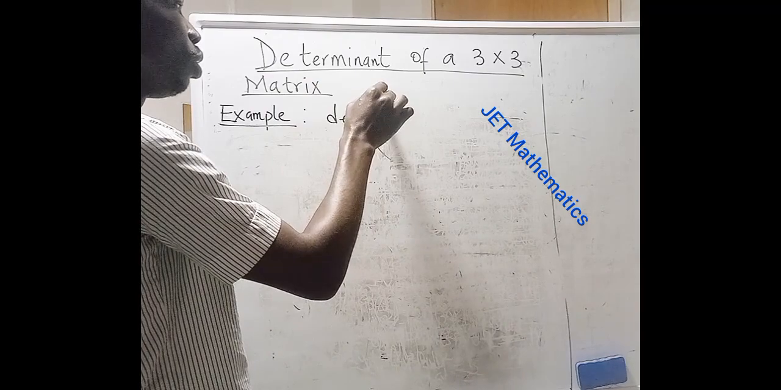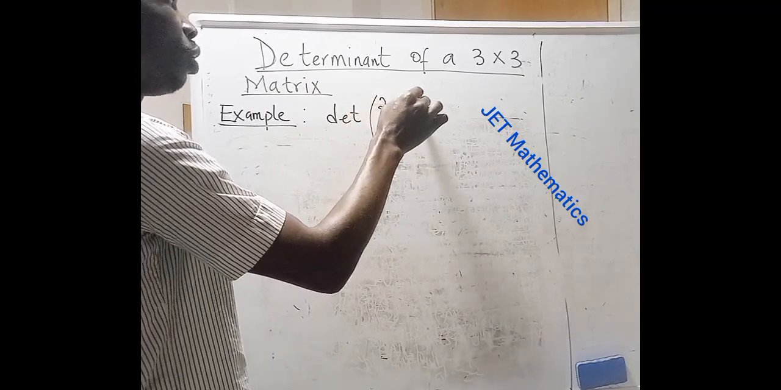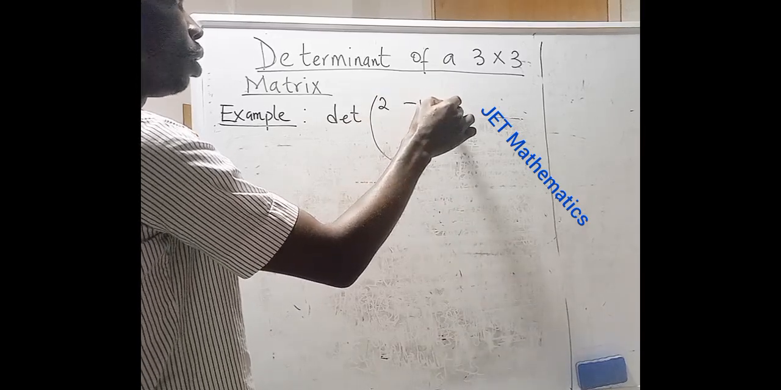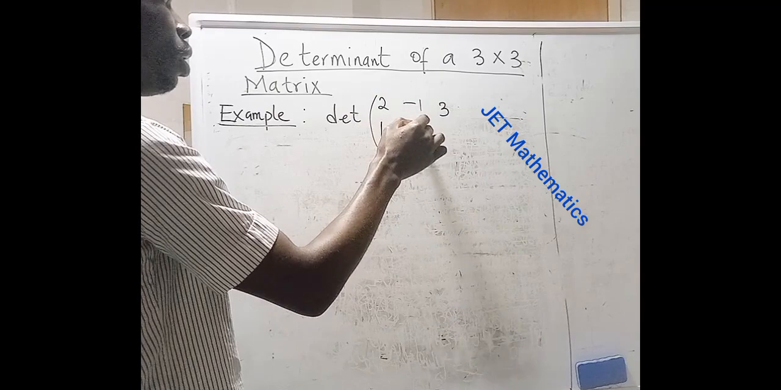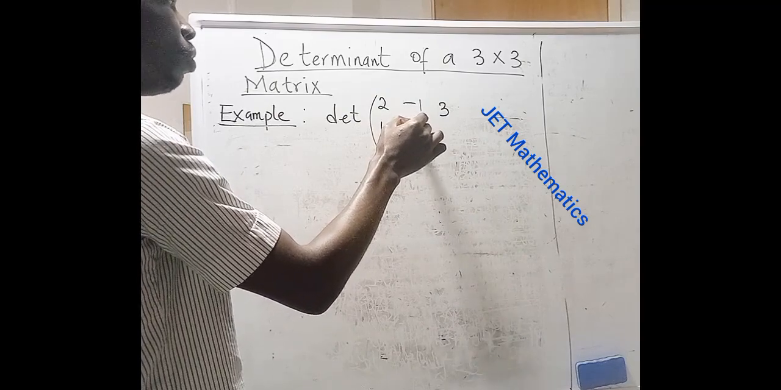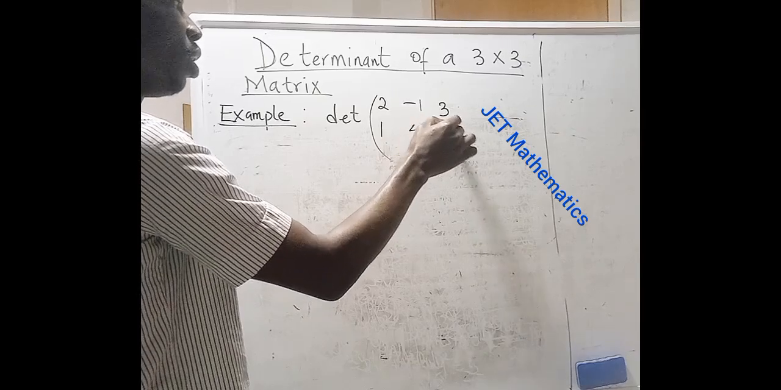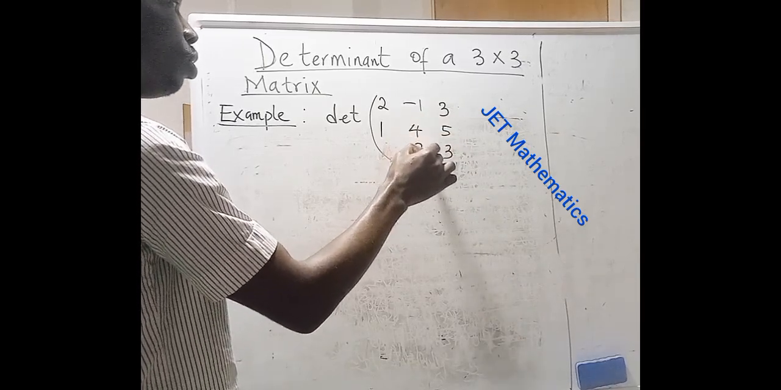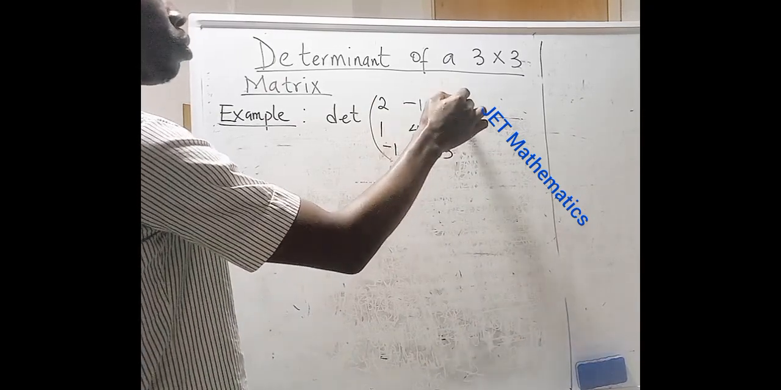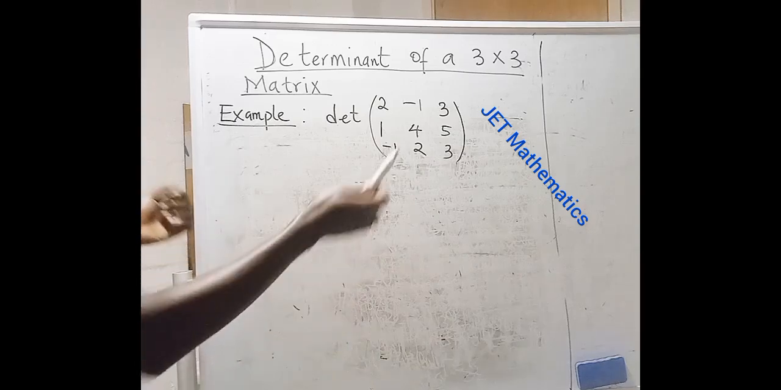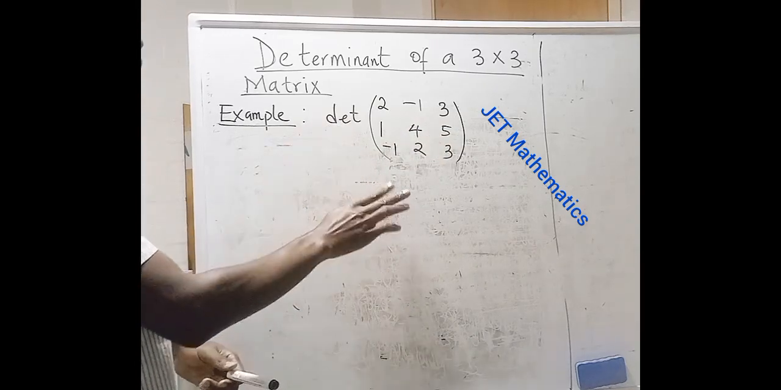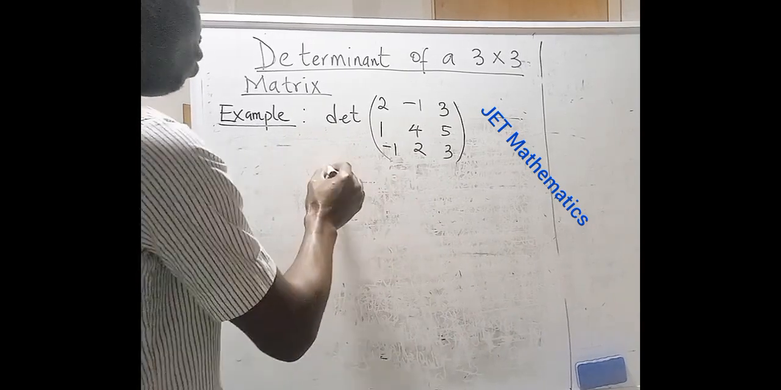Let's say this is 2, this is minus 1, and this is 3, then 1, 4, 5, then 3, 2, minus 1. So this is a random matrix. So we are looking for the determinant of this matrix. So very simple.